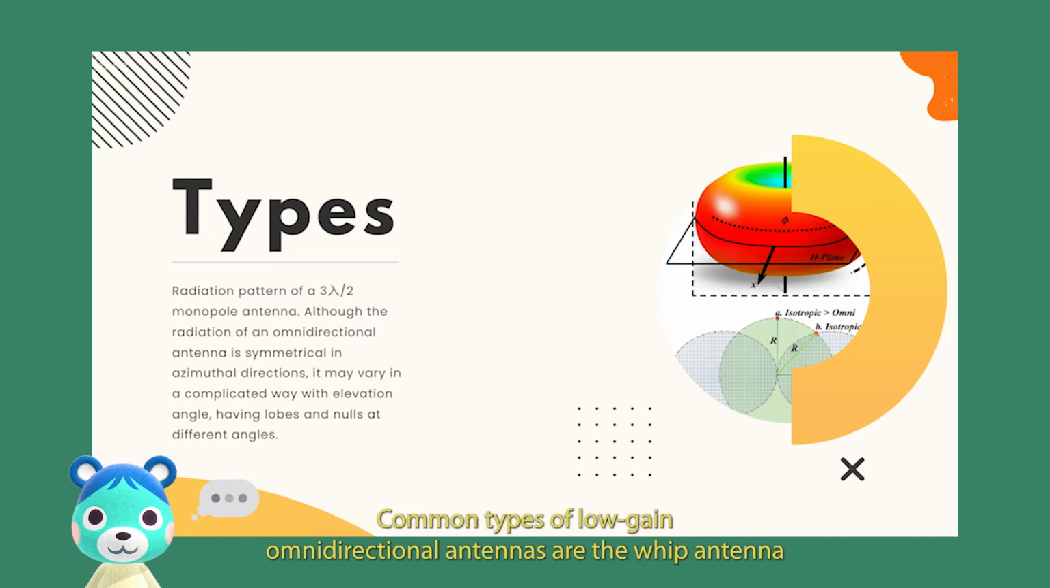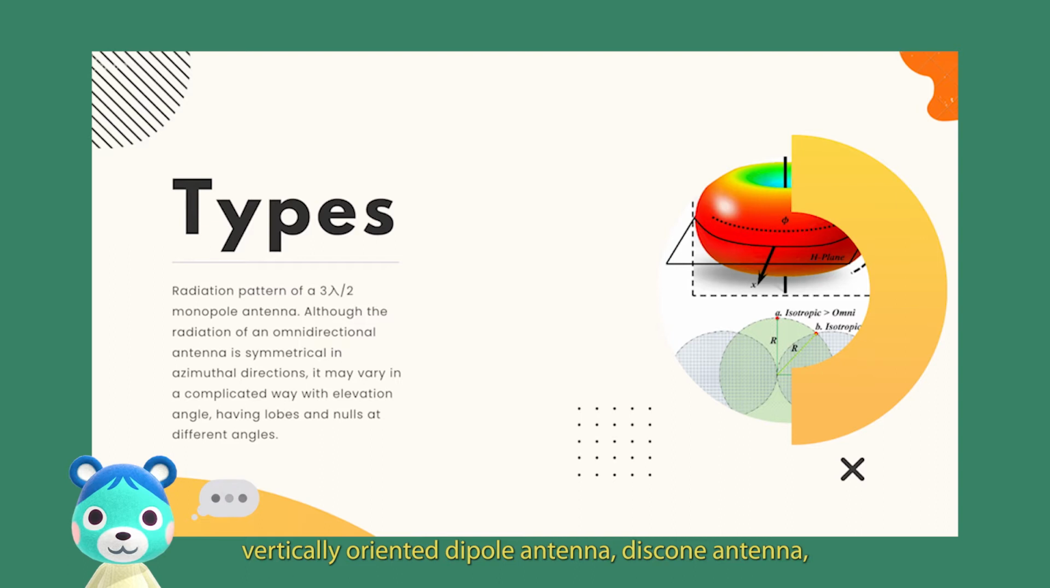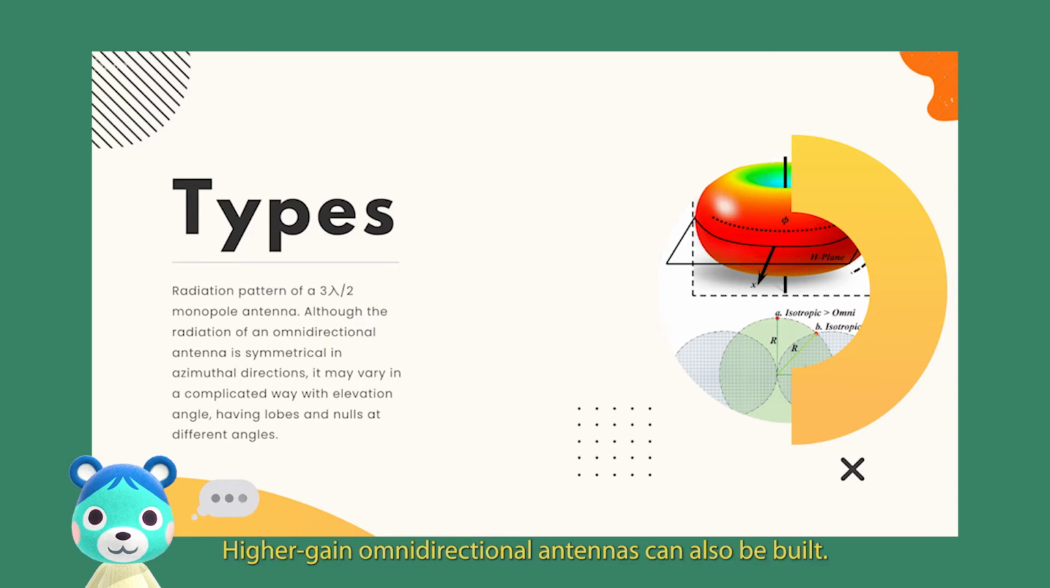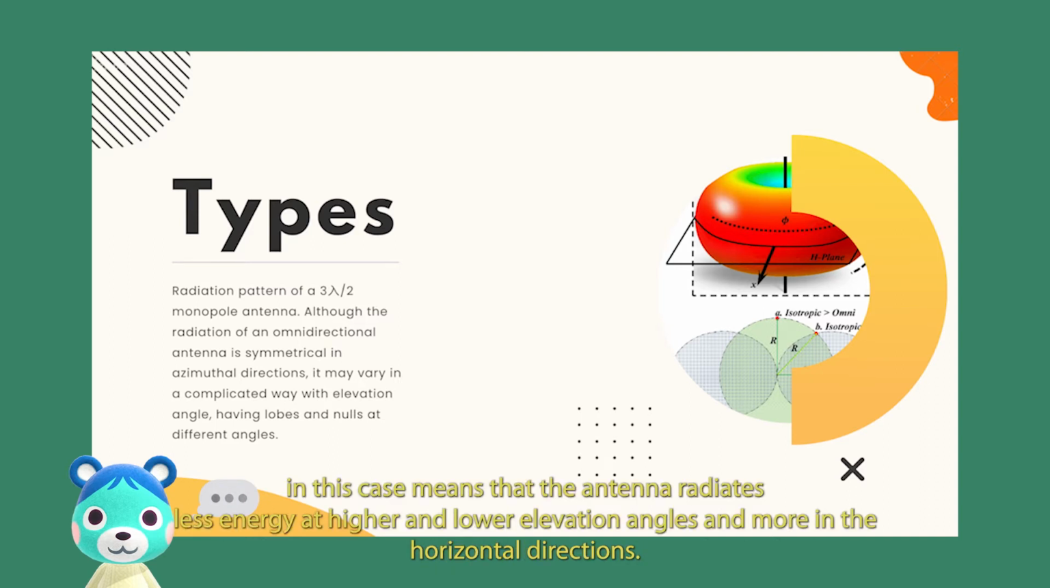Common types of low-gain omnidirectional antenna are the whip antenna, called the rubber ducky antenna, the cloud plane antenna, the vertically oriented dipole antenna, the discone antenna, the mast radiator, the horizontal loop antenna, sometimes known colloquially as a circular aerial because of its shape, and the halo antenna. Higher gain omnidirectional antennas can also be built. Higher gain in this case means the antenna radiates less energy at higher and lower elevation angles, and more in the horizontal direction.